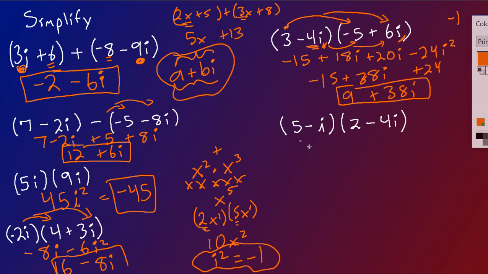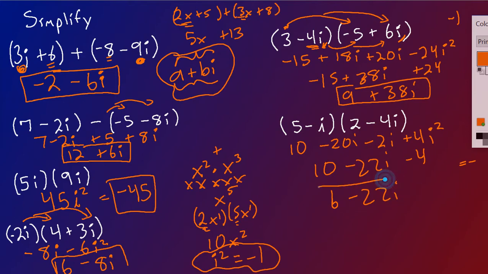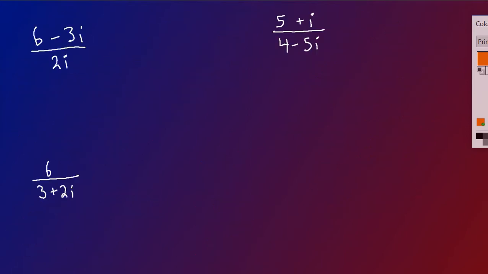I'm going to do one more real quick. We would get 10 minus 20i minus 2i, and then this last thing, negative times negative, positive, and then i times i squared, and i squared is negative 1. So I have negative 4 right there, negative 22i, 10. 10 minus 4 is 6, and minus 22i. Okay, so nearing the end right here. This is the last thing.